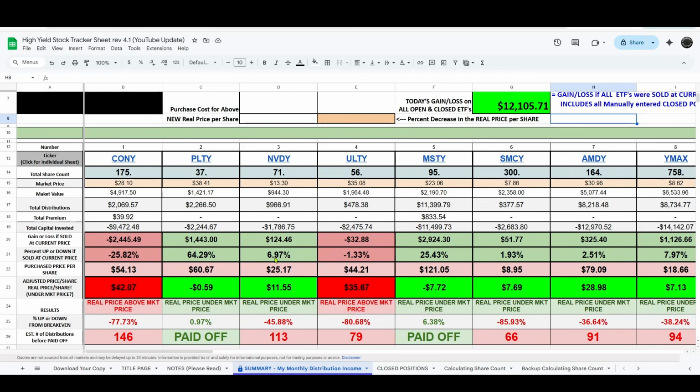But even if I'm not putting more money in it, they are still paying me back my capital that I have invested. So each week I'm still getting paid back my capital, and eventually, just like I did on PLTY and MSTY, they will eventually, hopefully, get to paid off status to where then those distributions that I am earning will be free and clear.